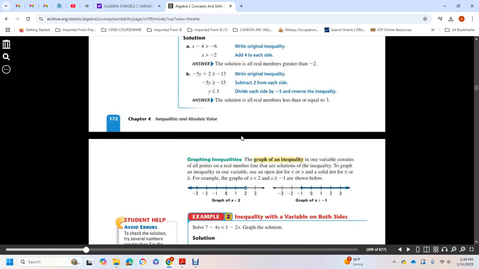Graphing inequalities. The graph of an inequality in one variable consists of all the points on a real number line that are solutions of the inequality. To graph an inequality in one variable, use an open dot for less than or greater than, or a solid dot for less than or equal to or greater than or equal to. For example, x is less than 2 is shown on the left, and x is greater than or equal to negative 1 is shown on the right.